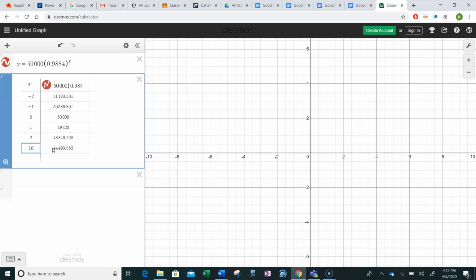And I'm sure if this was a regular problem, that would tell you to round to the nearest whole number because you can't have part of a person. So the answer would have been 44,494 people. And then for 50 years, we would just go to 50 and see that's about 27,900 people.